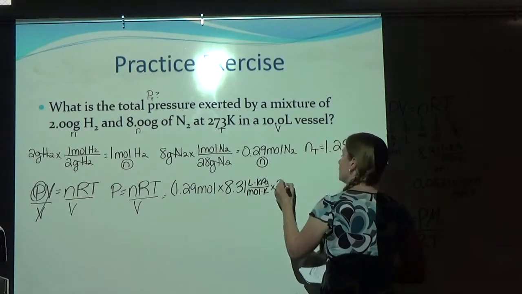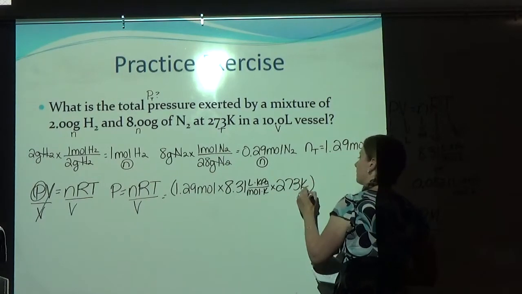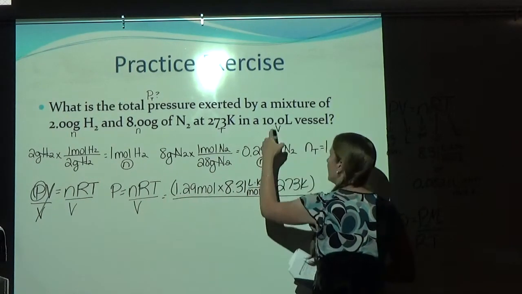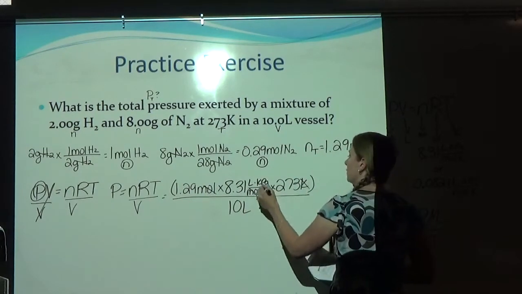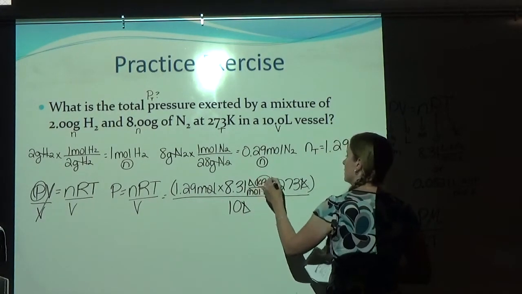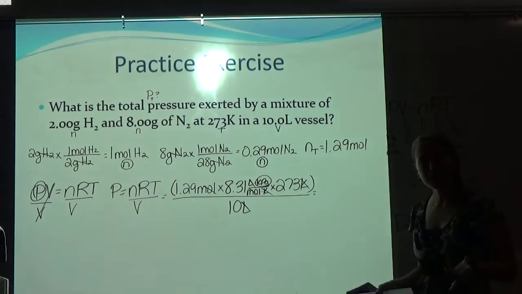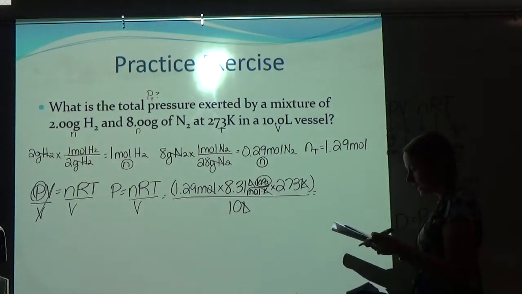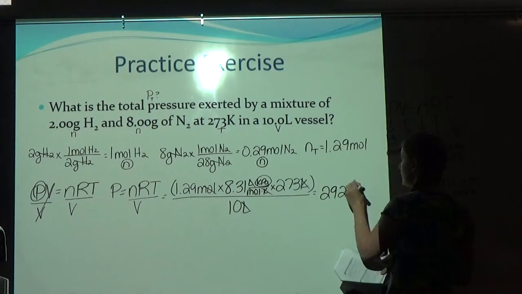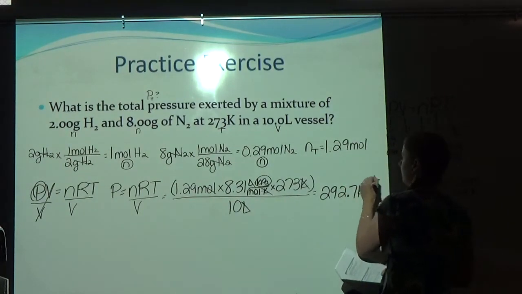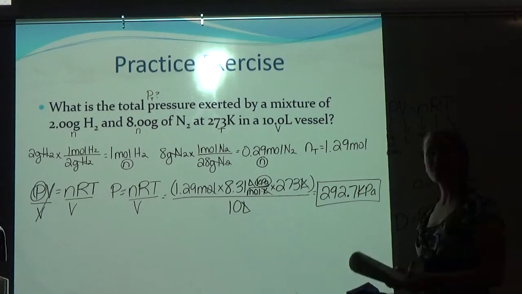Multiply by my temperature of 273 Kelvin, and divide the whole thing by 10 liters. So my moles cancel, my Kelvin cancels, my liters cancel, and I end up with kilopascals, which is what I want. And so I got 292.7 kilopascals. All right, so hopefully you got that one right.